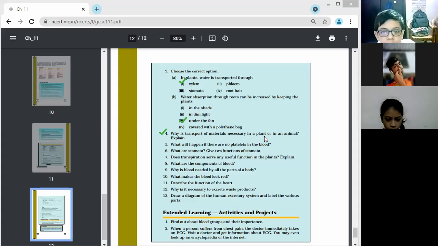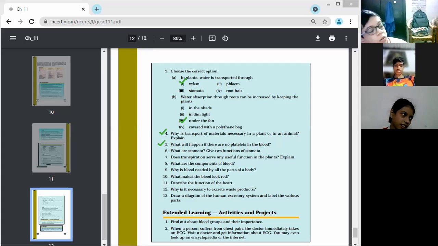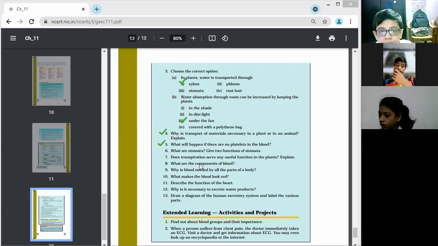Water, minerals are required. So a transportation system is required for the proper functioning of the plants and animals. Second, next is question number 5: what will happen if there are no platelets? Ma'am, can I answer? Only raise hand. Anya Jain, okay. After that, next question, Tanvi.